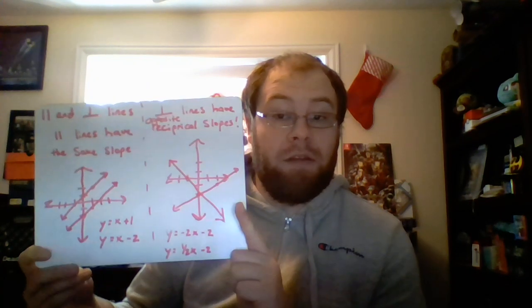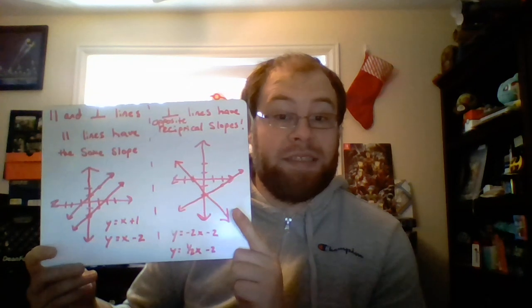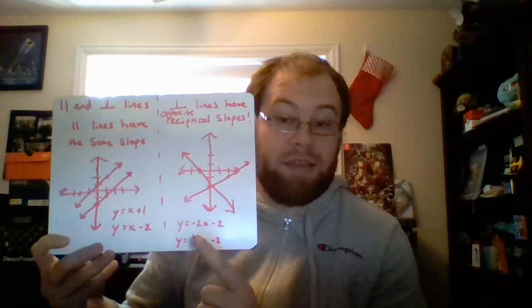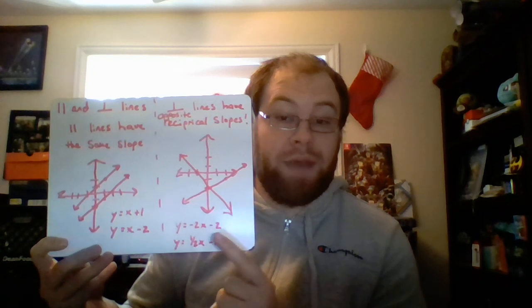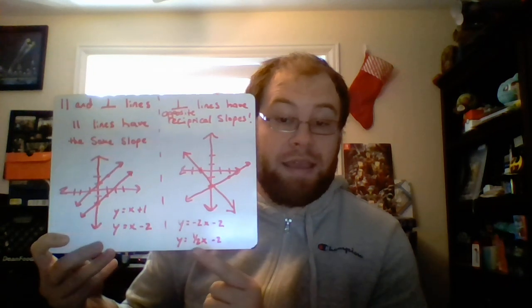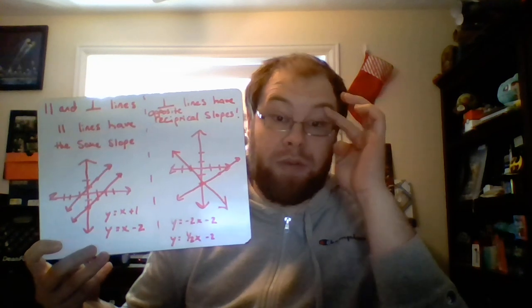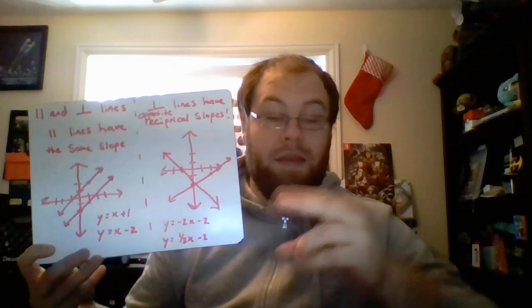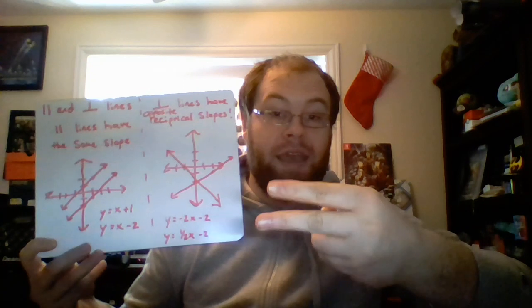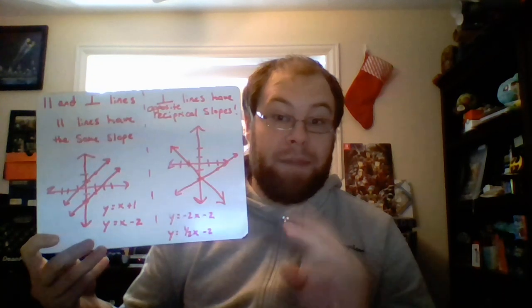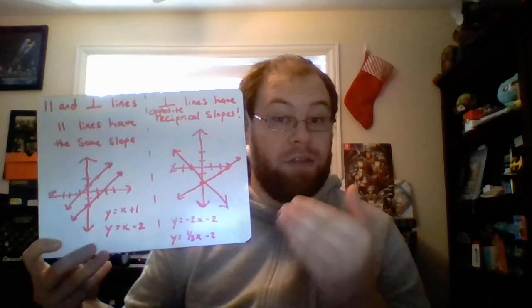Now for perpendicular, it's a little bit different. For perpendicular lines, the slopes are going to be opposite reciprocals. So what that means is, in this example, we've got y equals negative 2x minus 2 and y equals 1/2 x minus 2. Those are opposite reciprocals, because remember, a reciprocal is just flipping it. So an opposite reciprocal is flipping it and then putting a negative sign in front of it. So by giving it an opposite reciprocal, you're making a perpendicular line.